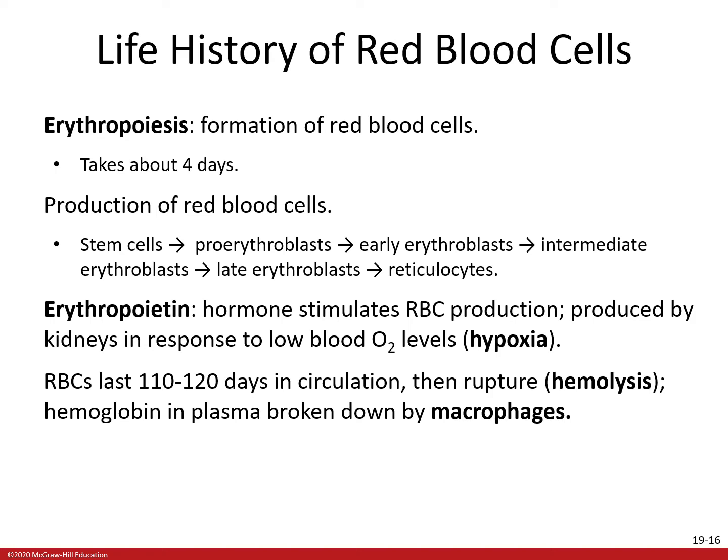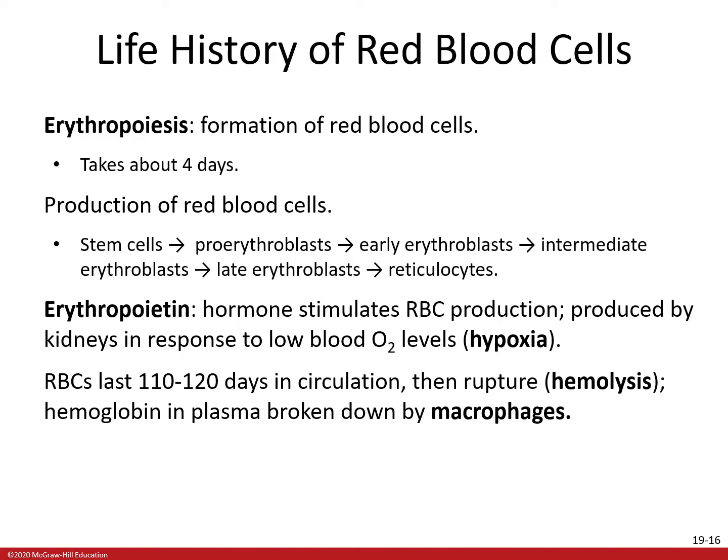Moving back into erythropoietin, I think I said this before, just wanted to reiterate it. It is a hormone that is going to stimulate the production of red blood cells, and it's a response from your kidneys, because erythropoietin is produced by your kidneys, to low blood oxygen levels, which is known as hypoxia. So make sure you know that hypoxia is just referring to low oxygen, and that is what erythropoietin is responding to.